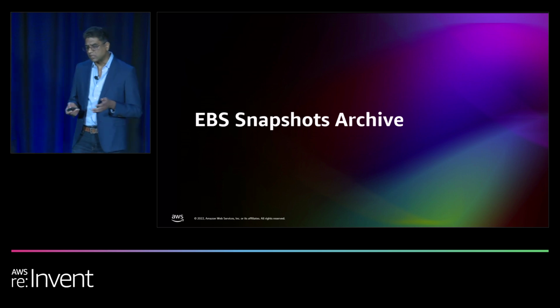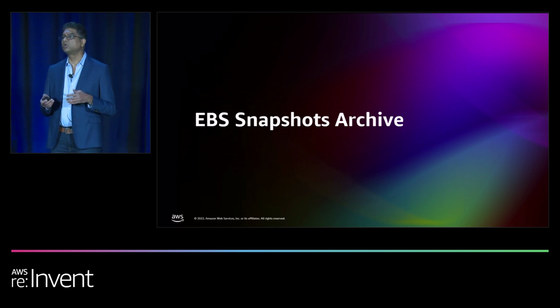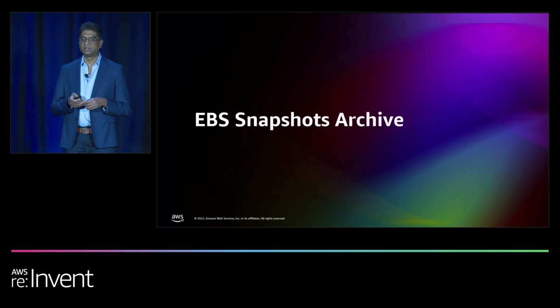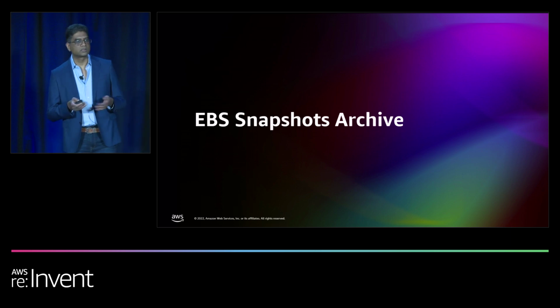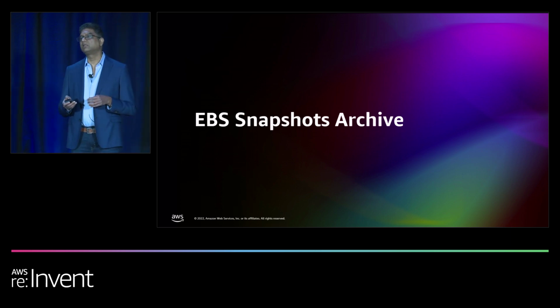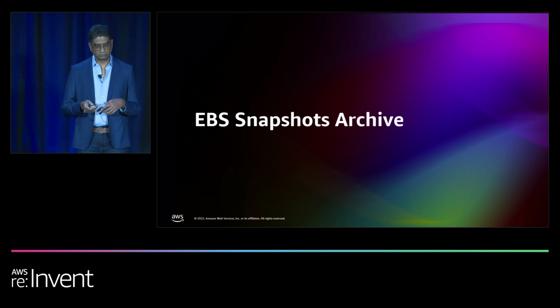So we launched EBS Snapshots Archive tier as a new tier of snapshots after almost 13 years last year. Until then, we only had one tier of snapshots, which was the Snapshot Standard tier. And we launched this archive tier because many of our customers, like you, wanted to retain their rarely accessed snapshots for the longer term due to compliance reasons or other reasons.